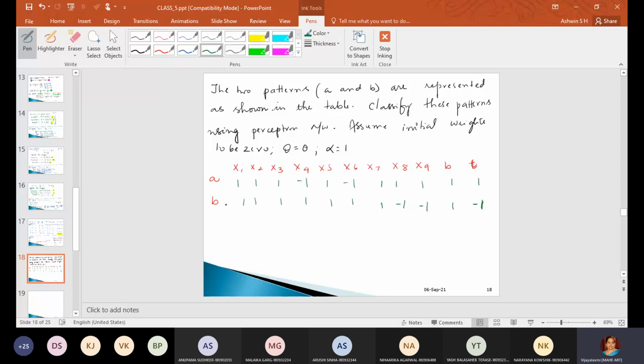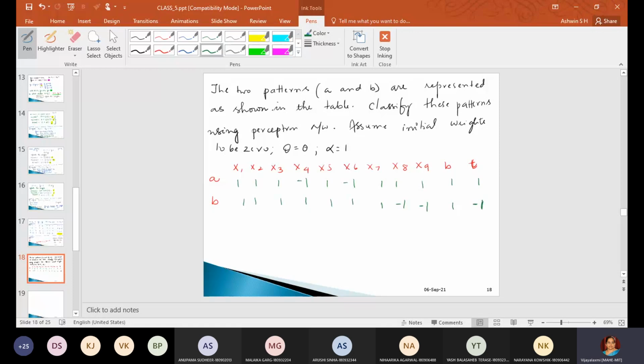Okay, so two patterns, pattern A and pattern B. It is represented in this way. This is the target, this is the bias. Now what you have to do is design a neural network model using this perceptron network model. Initial weights given 0, theta is 0, alpha is 1. If it is given, you don't have to worry. If it is not given, you have to assume. How to assume, I will tell you later.